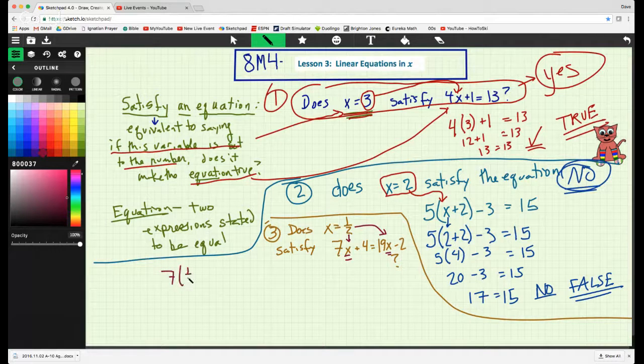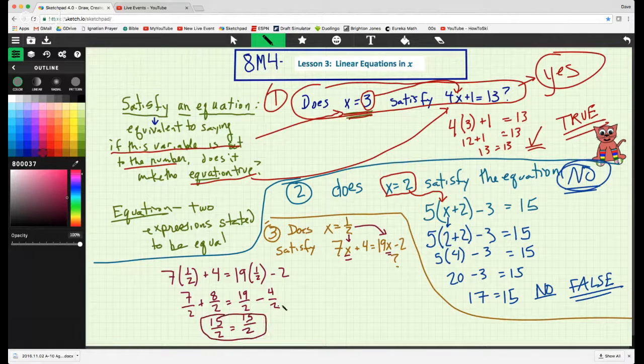7 times a half plus 4 equals 19 times a half minus 2. Well, 7 times a half is 7 halves plus 4. Let's just convert right now to halves. So that's 8 halves equals 19 halves minus 2, which is 4 halves. So on the right here, I get 15 halves. And on the left, 19 minus 4 is also 15 halves. So that's true.